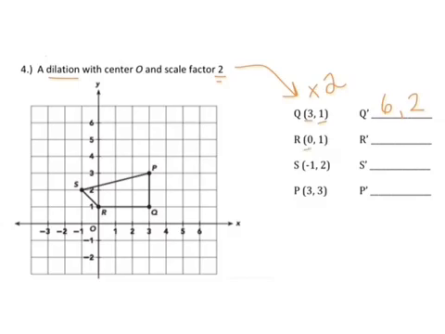2 times 0 is 0, and 2 times 1 is 2. 2 times negative 1 is negative 2, and 2 times 2 is 4. For P, 2 times 3 is 6, 2 times 3 is 6. Once I've created my new ordered pairs, I go ahead and plot those ordered pairs to make the dilation on the graph.